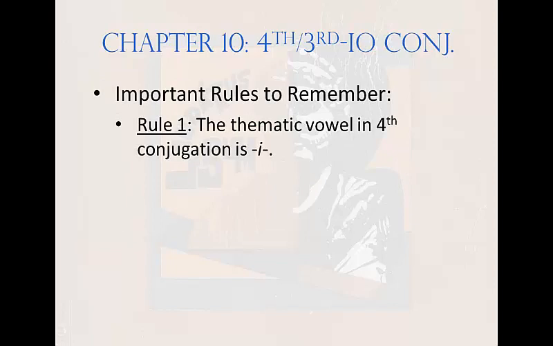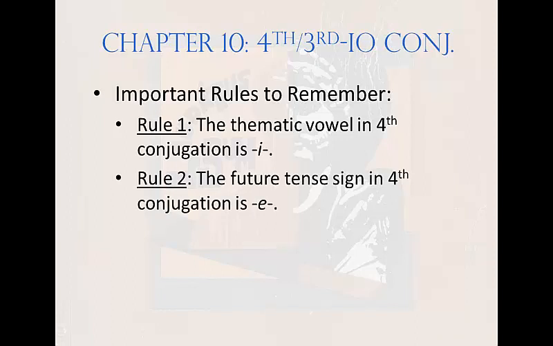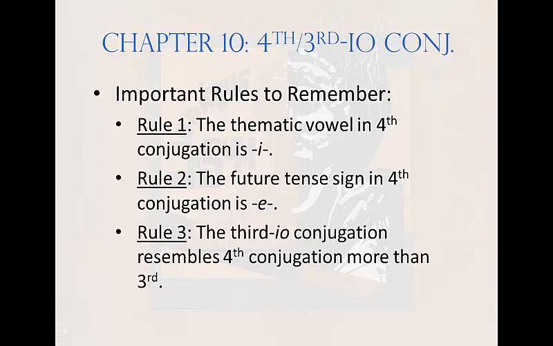Rule 1, the thematic vowel in fourth conjugation is I. Rule 2, the future tense sign in fourth conjugation is E. And Rule 3, the third IO conjugation resembles fourth conjugation more than third.